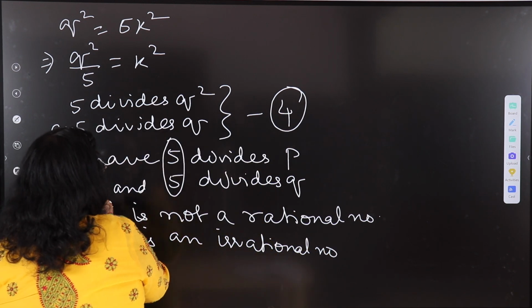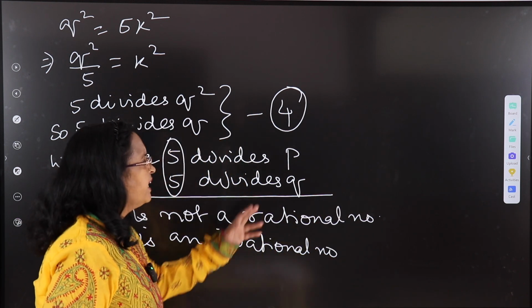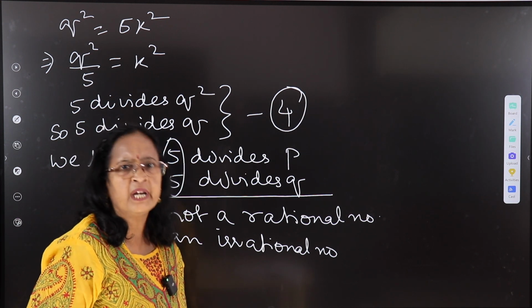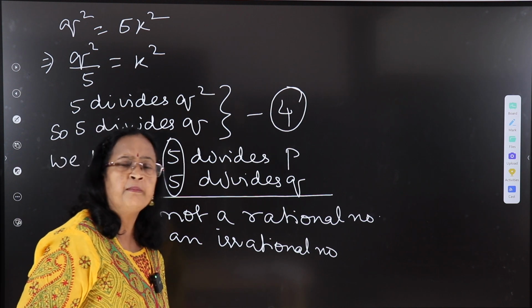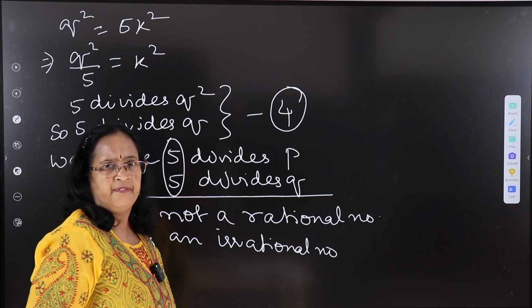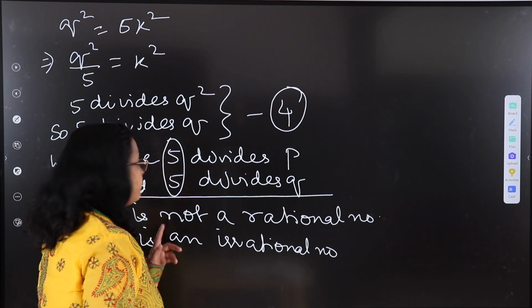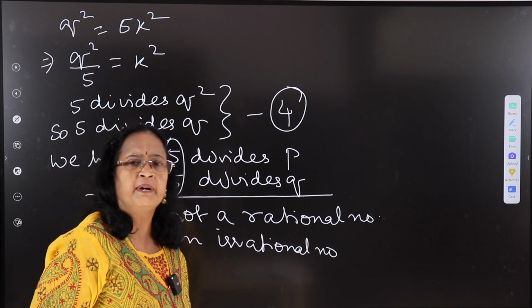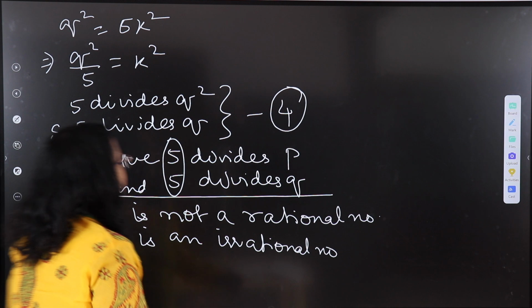Now after this you can write about the assumption that we had assumed that p, q have common factor only 1. But here we find that p, q have common factor 5. So this contradicts our assumption. It is not a rational number, it is an irrational number. All right?